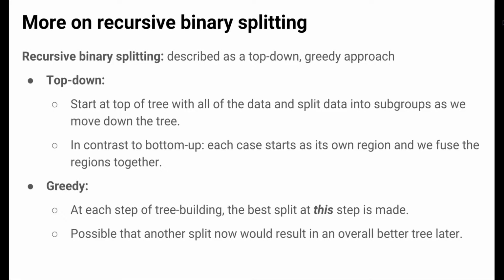Recursive binary splitting is also greedy in that at each step of tree building, you make the best split at this particular moment, the one that minimizes the average Gini index right now. But there very well could have been another split that would result in an even better tree in a later step. The reason those splits aren't considered is because many more combinations would have to be explored, which could be too time intensive.